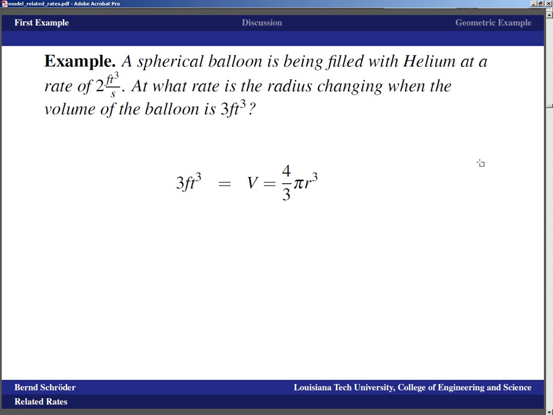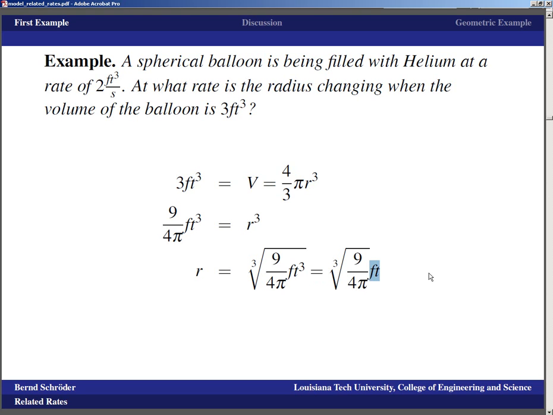3 cubic feet is the volume. The volume is 4/3 pi r cubed. That means 9/(4 pi) cubic feet is the cube of the radius, and the radius is the third root of 9/(4 pi) cubic feet, which is the third root of 9/(4 pi) times feet. Units work out. Good sanity check that our computation ought to be at least reasonable so far.